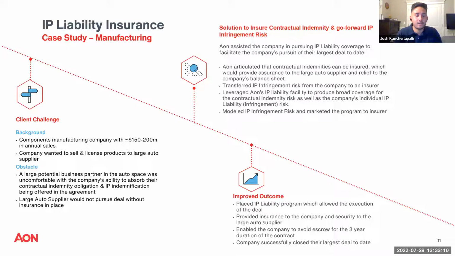And our team here at Aon was able to articulate that indemnities are in fact insurable, like Sarah had mentioned. And through the purchase of the IPL coverage, they were not only able to transfer their infringement risk, but also their contractual risk over to the insurer. This decision not only opened up the window for them to secure their largest deal to date, but allowed them to avoid escrow and provided peace of mind for both the supplier and manufacturer.